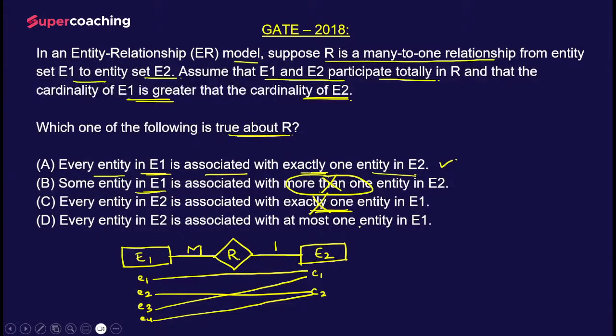ज्यादा से ज्यादा एक ही एंटिटी से रिलेटेड है. एटमोस्ट का मतलब क्या है? जीरो से भी हो सकता है, बट यहाँ पे क्या बोले? इट इज हैविंग द टोटल पार्टिसिपेशन. दोनों की टोटल पार्टिसिपेशन है, तो जीरो वाला केस आ ही नहीं सकता. सो दिस इज ऑल्सो इनकरेक्ट.